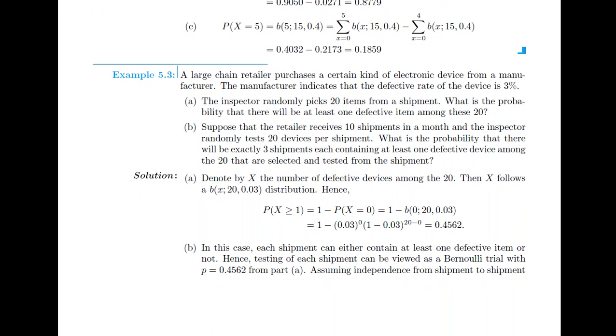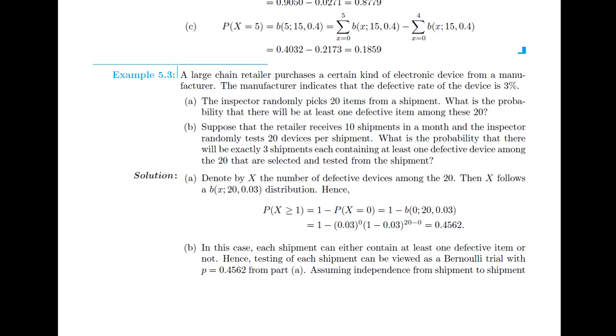The solution. Number A: denote by X the number of defective devices among the 20, then X follows the binomial distribution with n equal 20 and p equal 0.03. Hence, the probability of X greater than or equal 1 equals 1 minus the probability of X equal 0, which is equal to 1 minus b(0; 20, 0.03), which is equal to 1 minus 0.03^0 times (1 minus 0.03)^(20-0), which is equal to 0.4562.